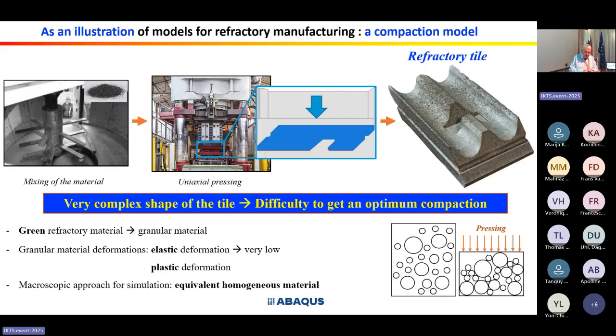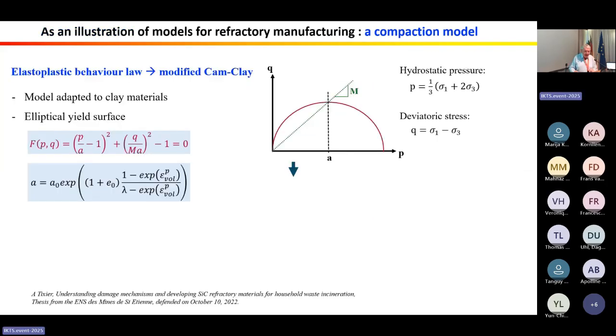The green material is a granular material. The granular material deformation has 2 parts, an elastic deformation, very low, and a plastic deformation. We have adopted a macroscopic approach for simulation with an equivalent homogeneous material. Here are some details of this compaction model. We have an elastoplastic behavior law. We have used a modified Cam-Clay model.